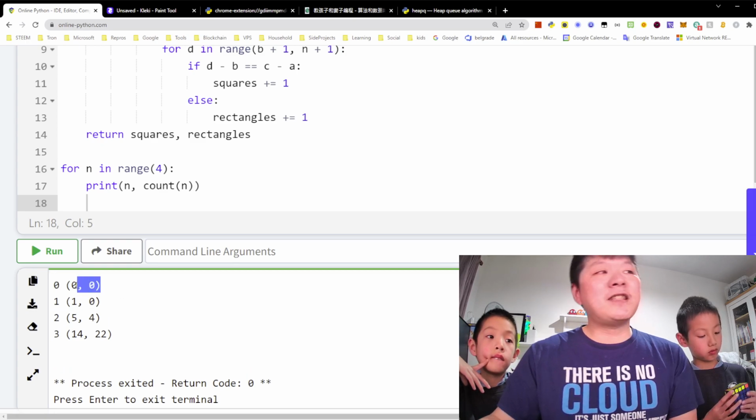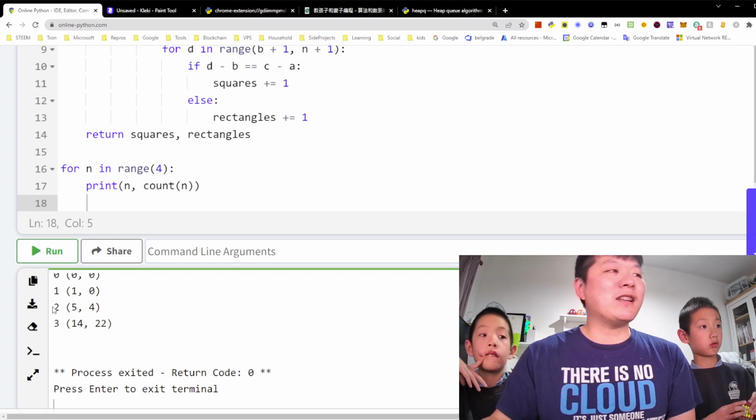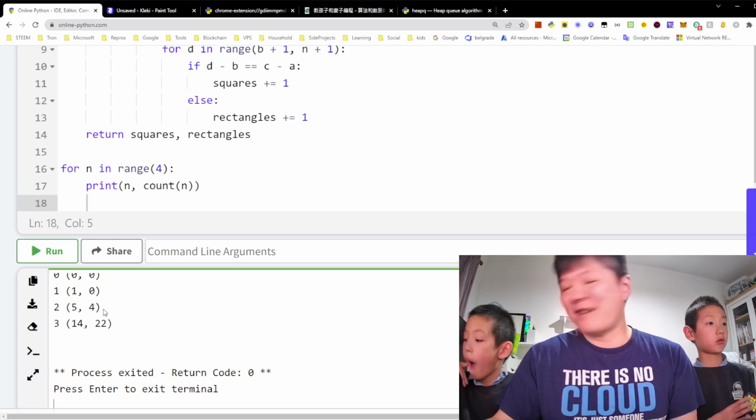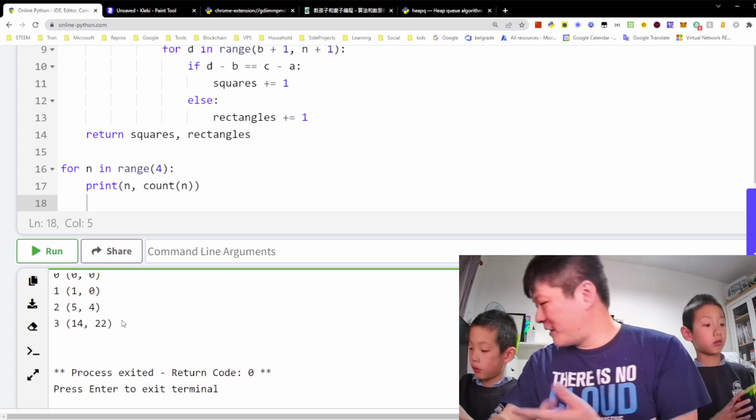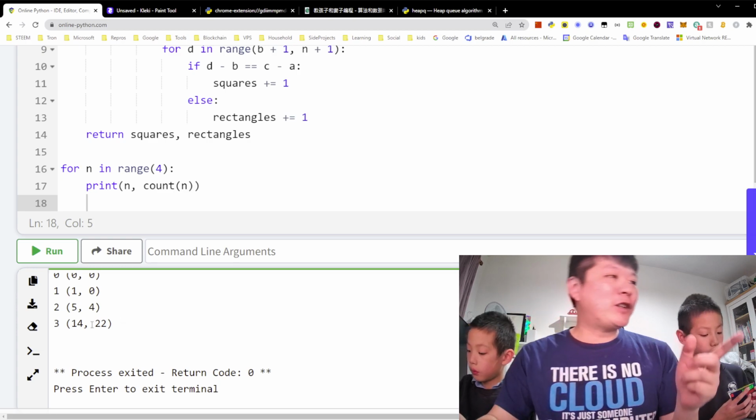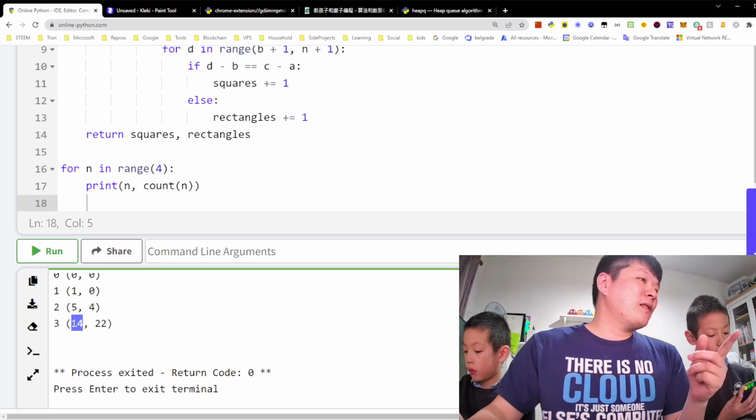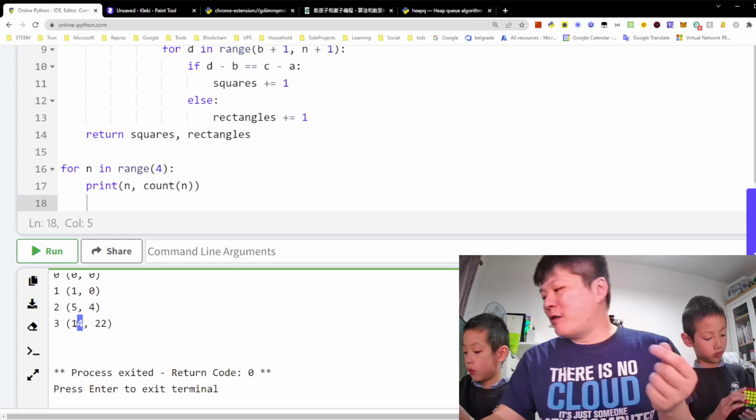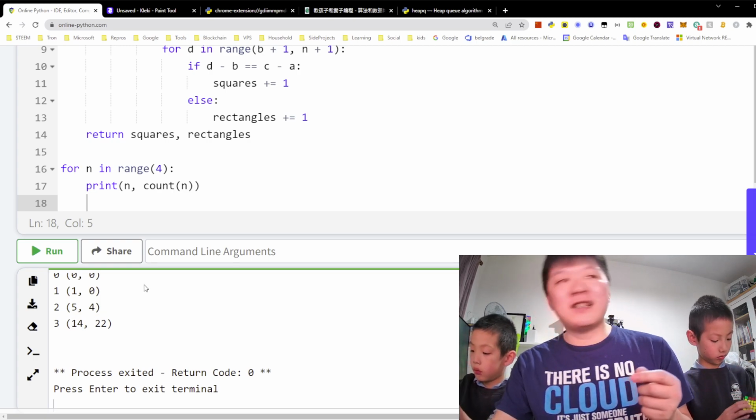Is it right? 0 is 0, 0, obviously. 1 cube is 1, 0. 2 is 5, 4, right? 3 is 14, 22. It's correct. 14 squares on a 3 by 3 Rubik's cube on one side and 22 rectangles.